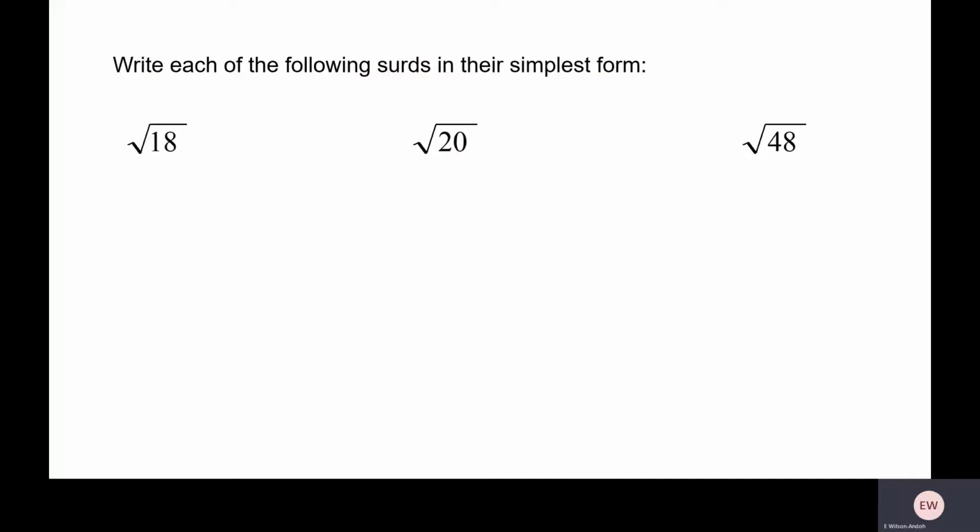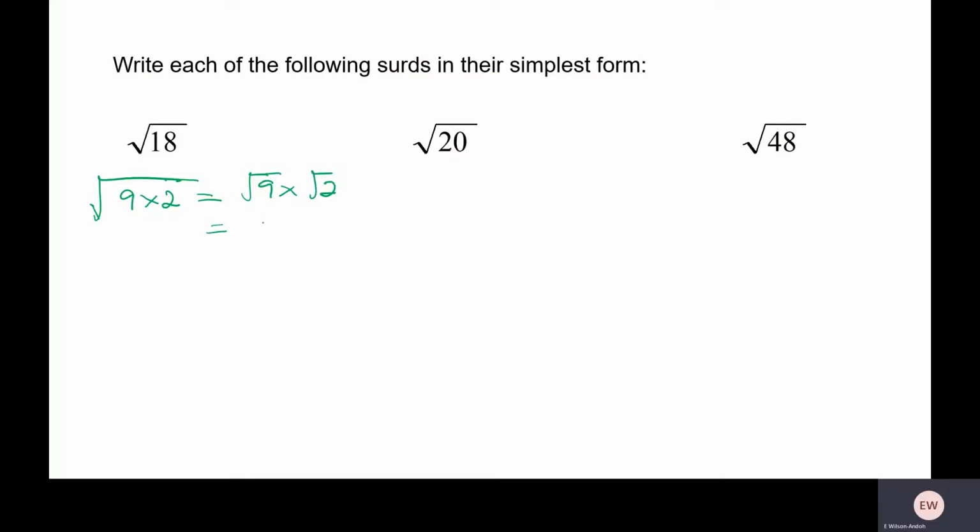So when we pick 18, what square number is a factor of 18? We can see that 9 is a factor of 18 and 9 is a square number. So we write square root 18 as square root of 9 times 2, and 9 times 2 will give us 18. And this is the same as, applying the rule for multiplication, root 9 times root 2.